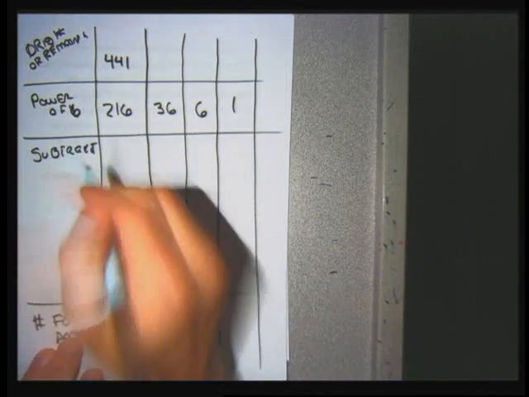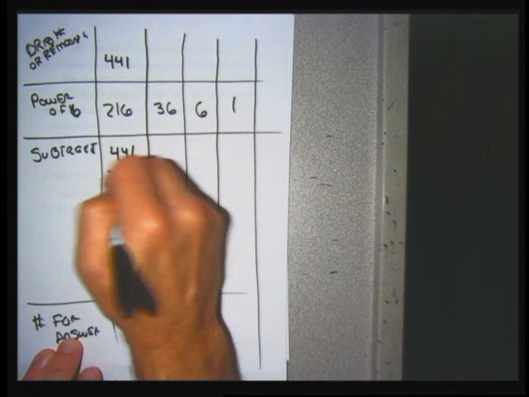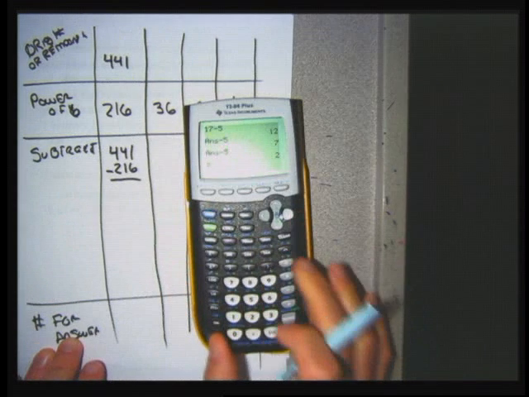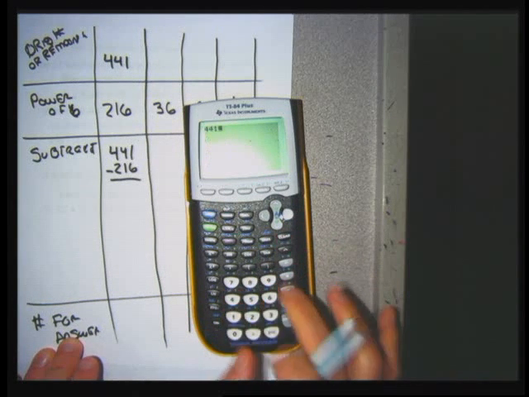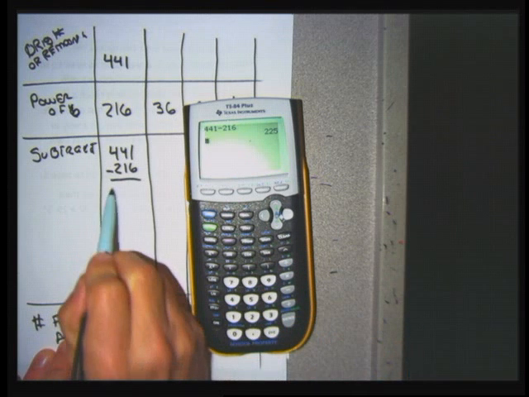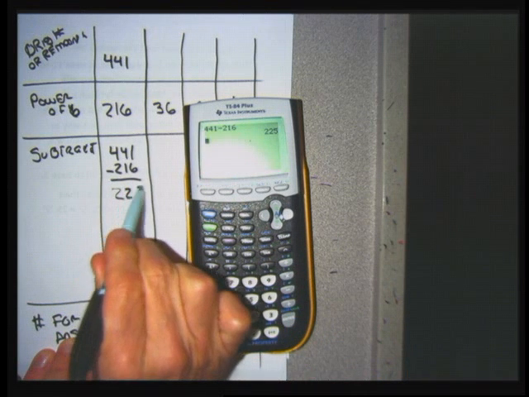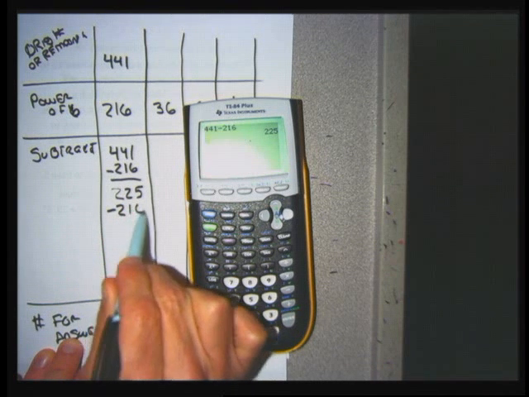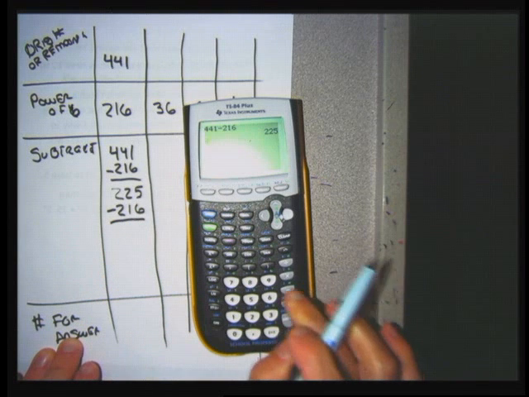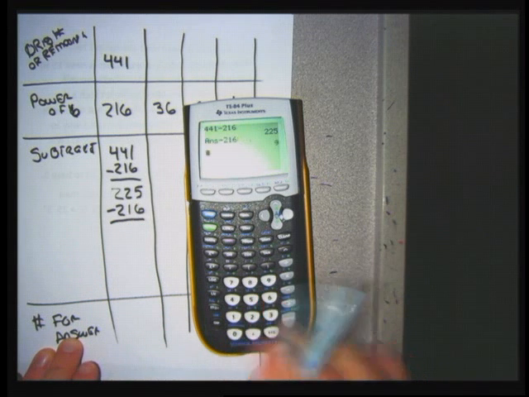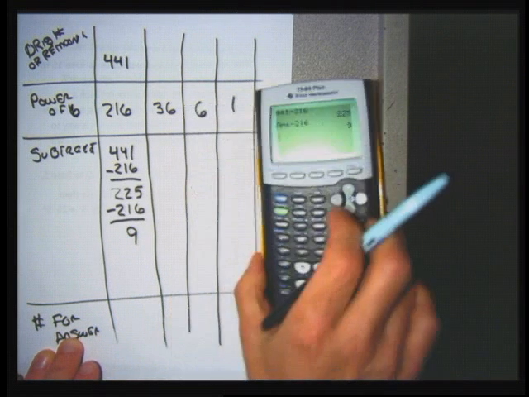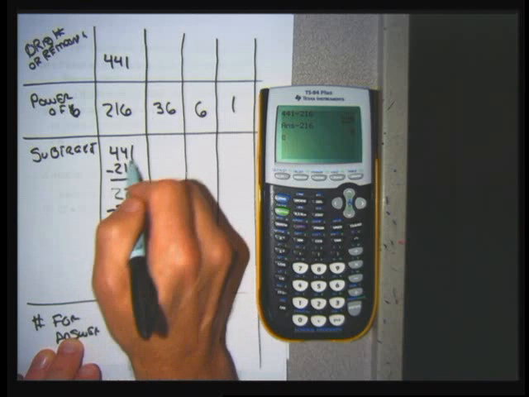Now it's just subtracting. First subtraction is going to be 441 minus 216. So I start off with 441 minus 216, and I get 225. Well, I can subtract 216 again because I have a remainder that's bigger than 216, so I'll subtract it again. And that takes me down to 9. So I was able to subtract twice, so I'm going to put 2 down here for the 2 times that I'm going to subtract.